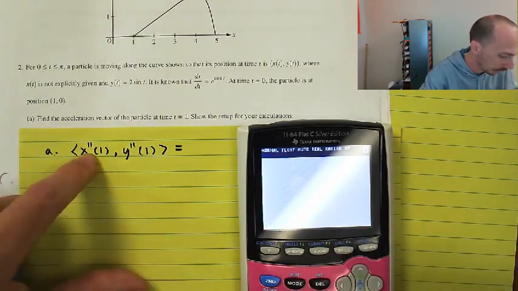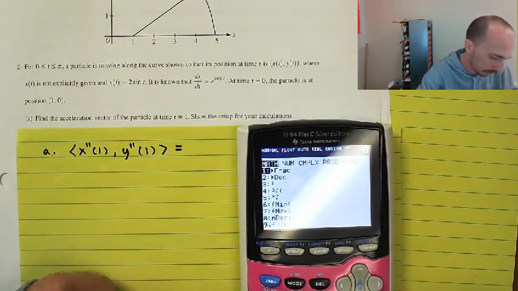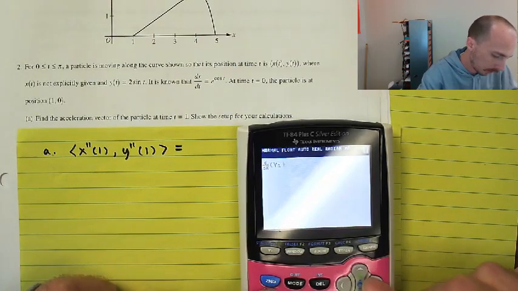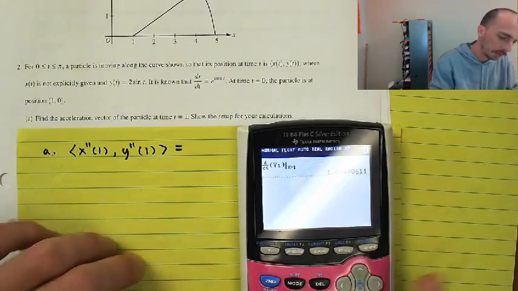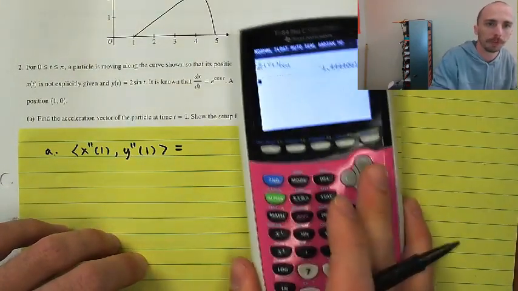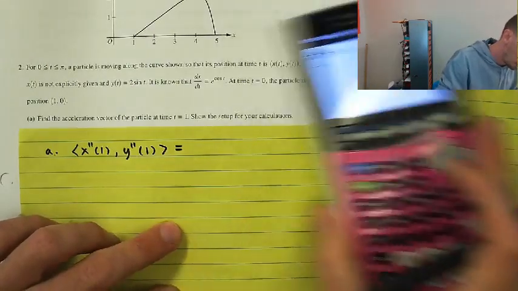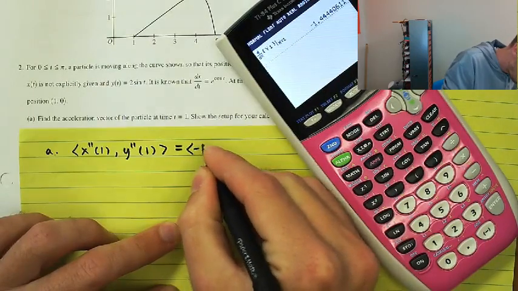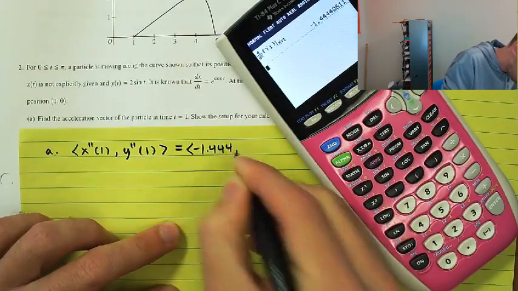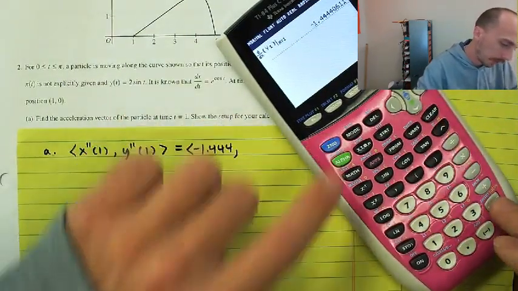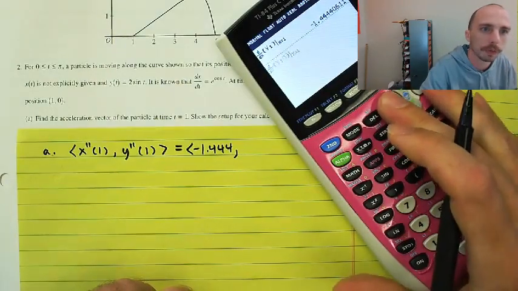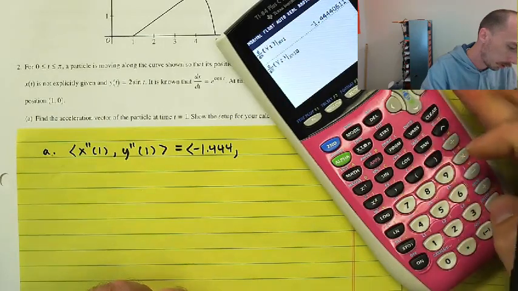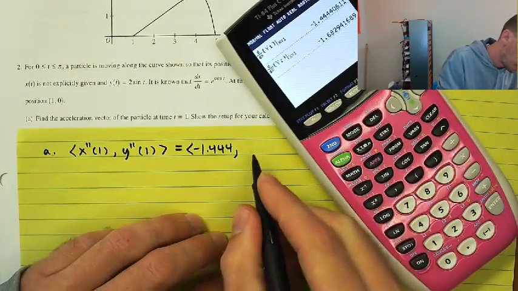But for now, I just need x double prime and y double prime, so that's going to involve taking the derivative of y1 at x equals 1. It's negative 1.444. I don't know if you can see that. There's pretty bad glare here, but it's just the standard math aid on the calculator. Then we're going to do the same thing for y2. I'm just going to change y1 to y2. And negative 1.683.